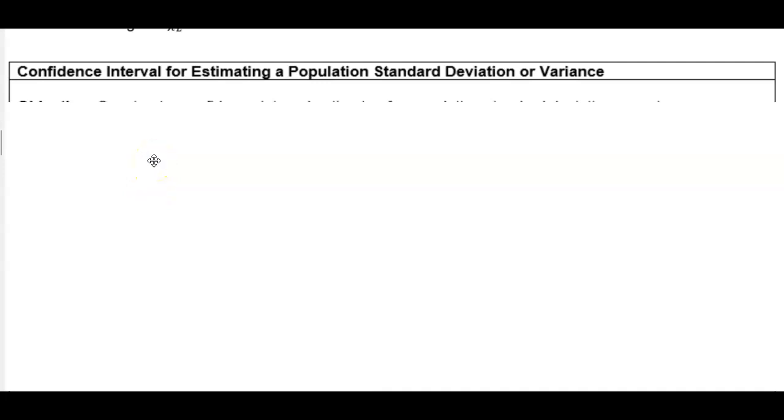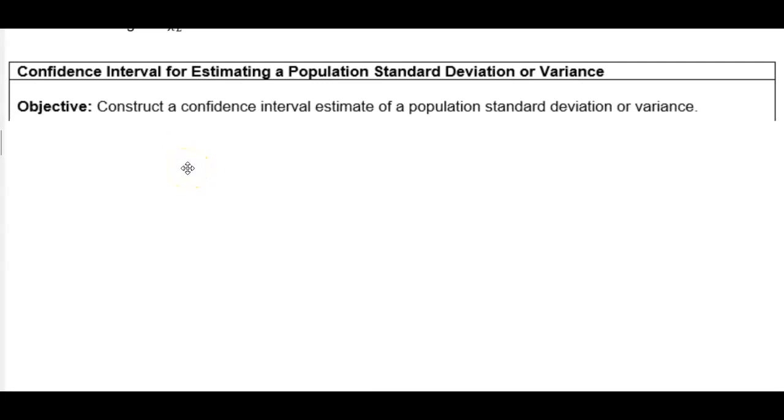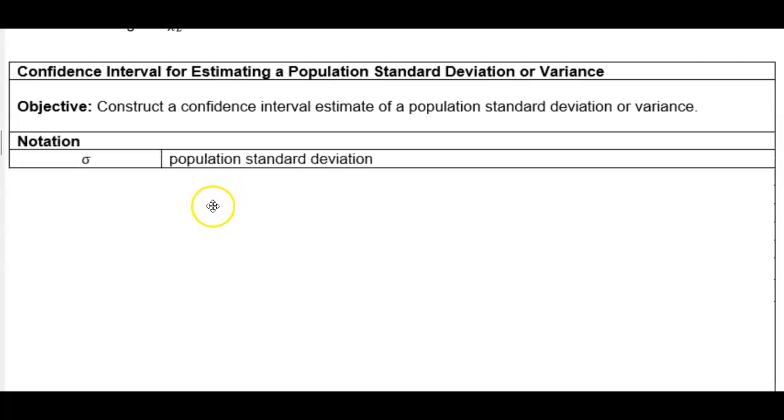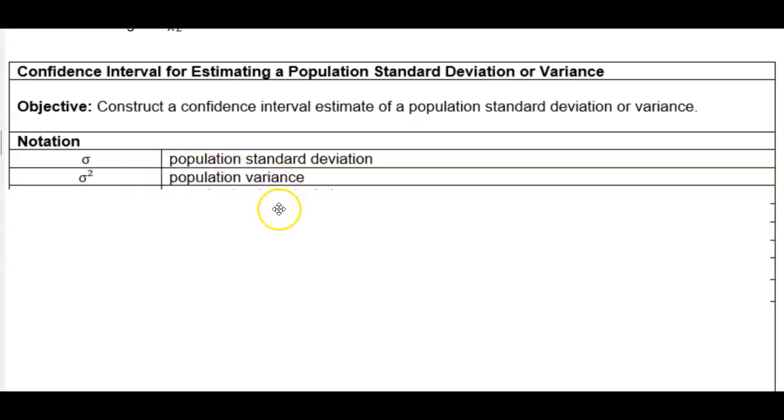Confidence interval for estimating a population standard deviation or variance. Objective: construct a confidence interval estimate of a population standard deviation or variance.